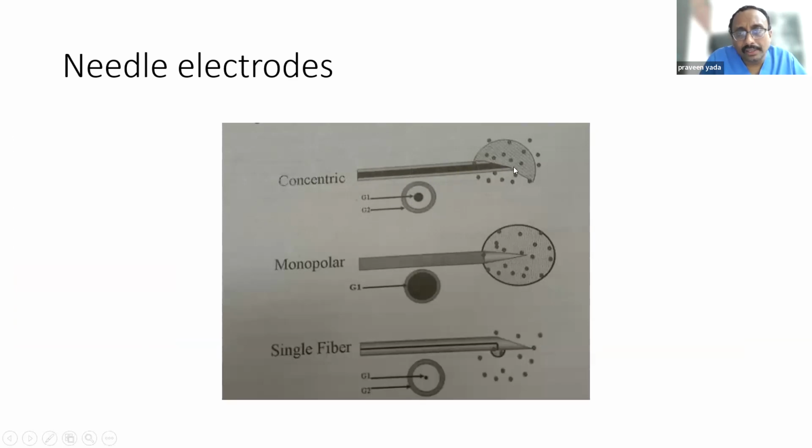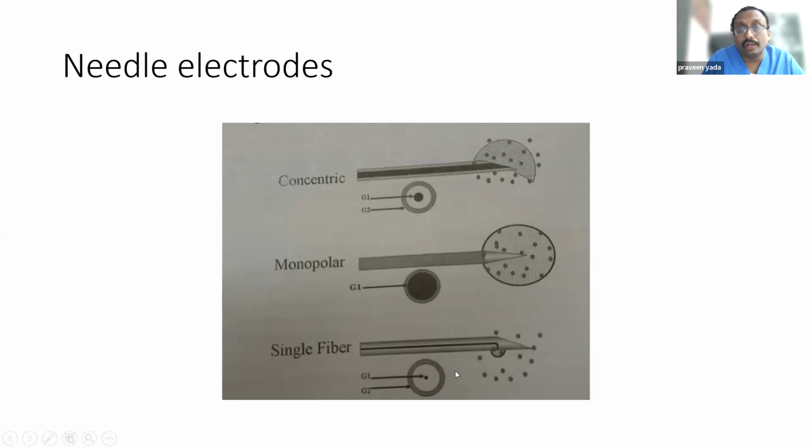With this, the sampling error comes down, and you will sample only the muscle which is exposed here, and there won't be any interference from the surrounding muscles. Whereas in the monopolar one, the whole of it acts as an active electrode, and you have to put the reference elsewhere. Therefore, the chance of interference from the surrounding muscles is high. And in clinical day-to-day practice, all of us use the concentric EMG.